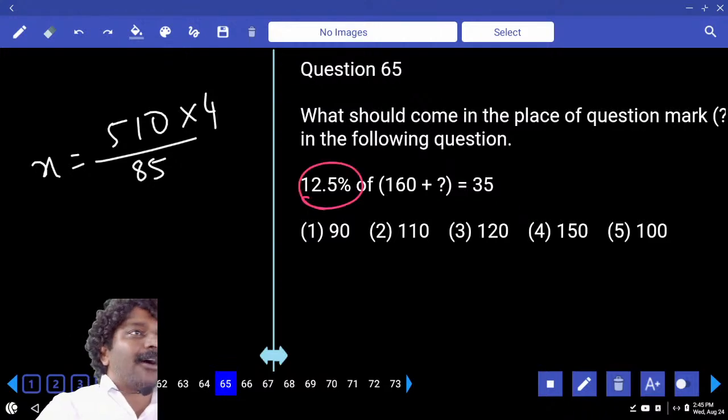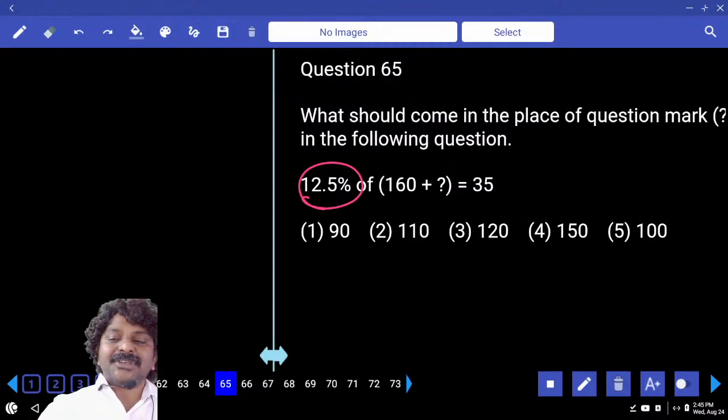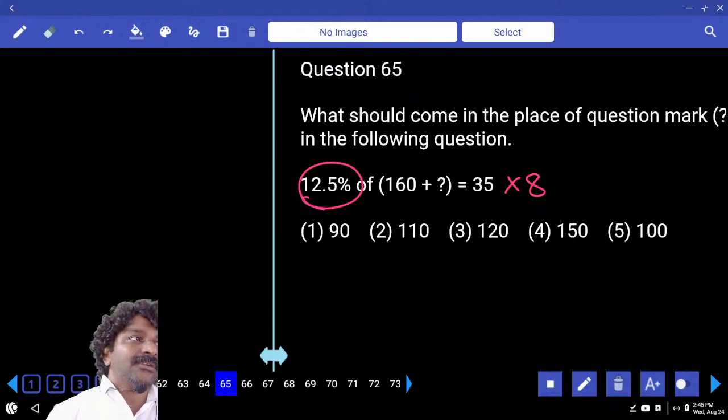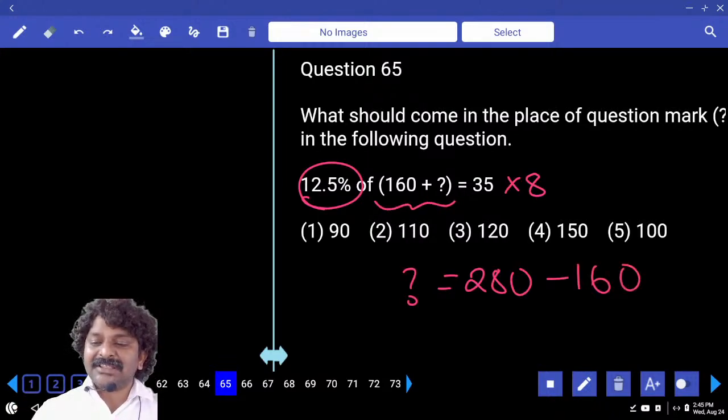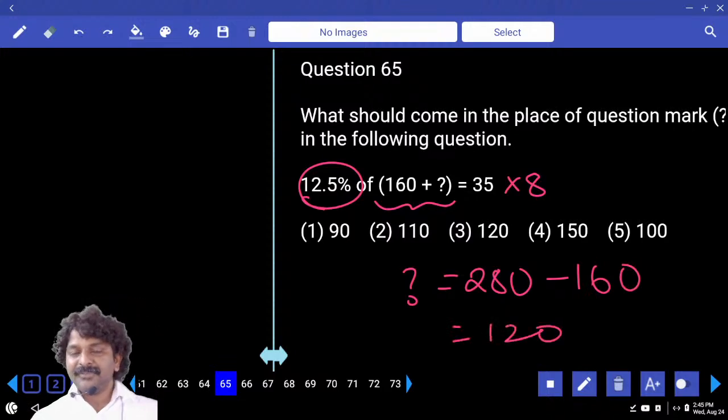12.5% in fractional form, 1 by 8 goes to the right hand side and becomes into 8 only. 35 8 times. Reverse multiplication. 38 times 240. 5 8 times 240, 40 2. That is equal to the number inside the bracket, right? Then question mark is equal to minus 160. Then answer 120 only. Third option final.